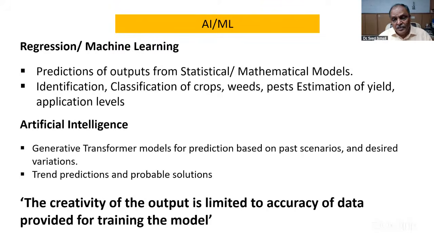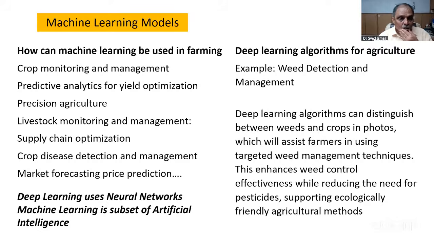We will cover artificial intelligence in the next sessions. Now, machine learning can be used for crop monitoring, predictive analysis, yield optimization, precision agriculture, livestock monitoring, supply chain optimization, crop disease detection, market forecasting. Now, deep learning is a neural network. We will see the next one again, in a bit more detail. One example is weed detection and management. They are already trialing a laser to kill the weeds by understanding the weed detection.